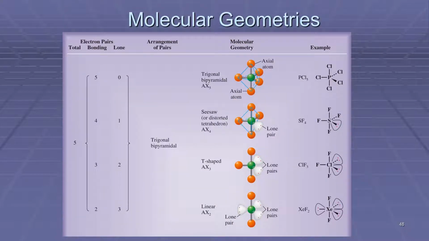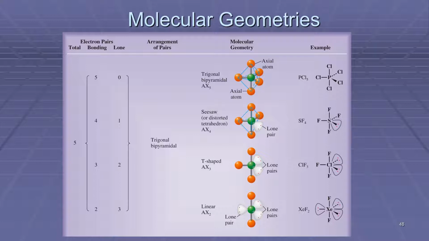Okay, 5, you've got a lot of choices here. 5, again, like I said, is kind of a peculiar one. If all 5 are bonding, of course, you have the trigonal bipyramidal, so that's your molecular geometry, and you can see PCl5 is an example of that. And again, now the 3 of the Cls are all in the same plane, but one Cl is coming at you with a wedge, and one Cl is going backwards with a dash.